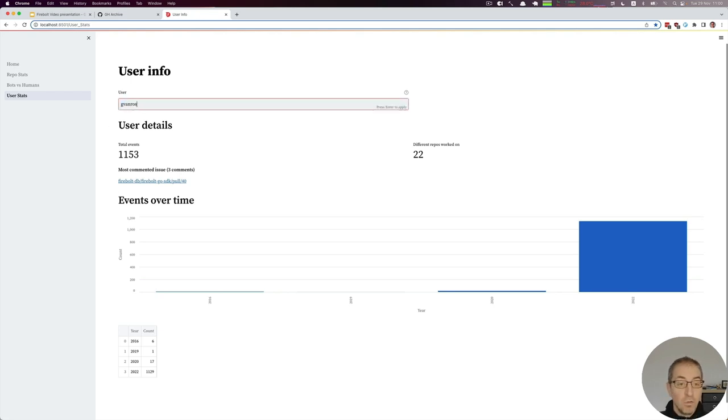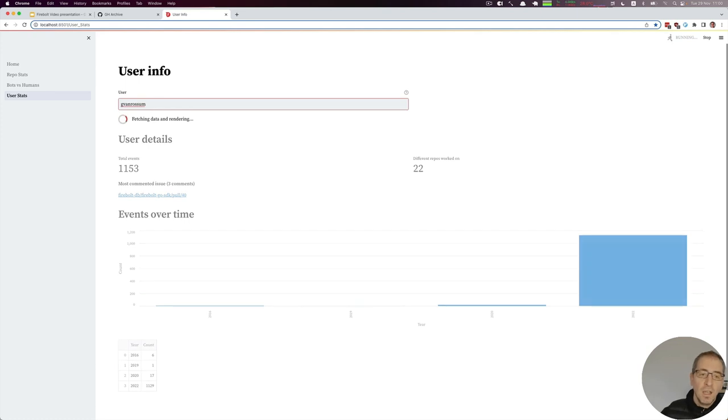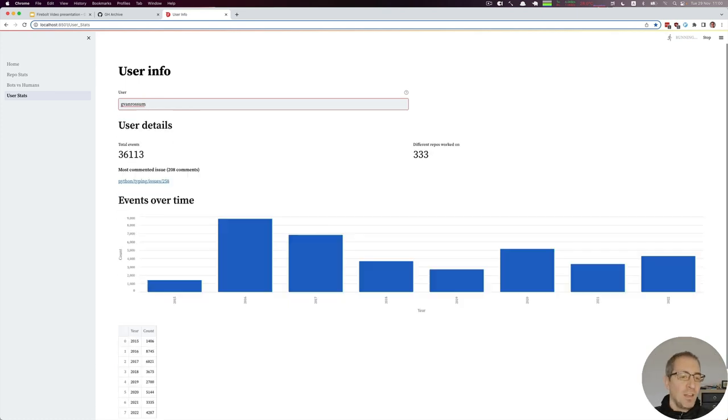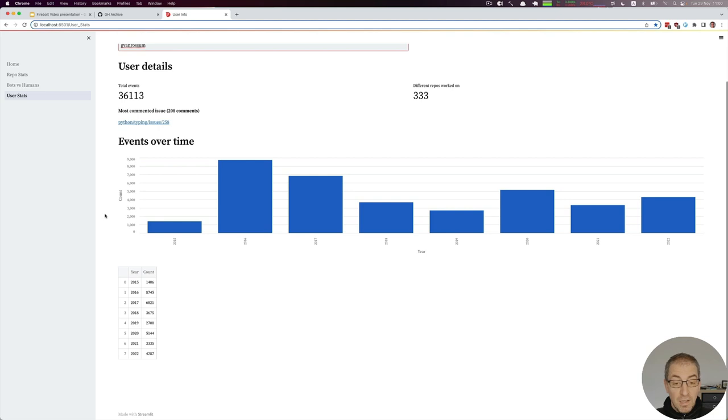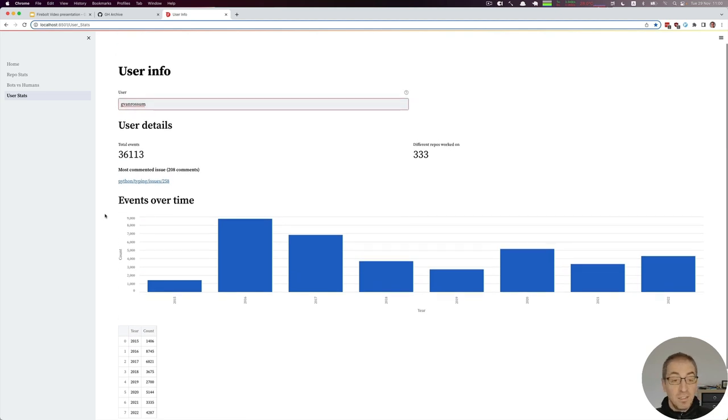How about Guido van Rossum, the inventor of Python, who at some point said he had retired and then came back out of retirement. I suspect that may have happened over here between 2015 and 2016. You can see Guido is really active, having worked on a lot of different repositories where events have been created, and also the total events is quite a bit actually. So this is a high activity pattern if you want.